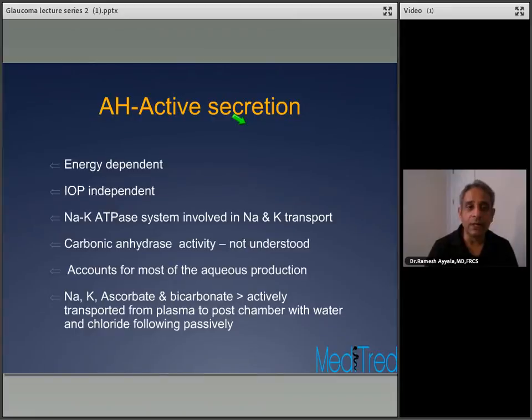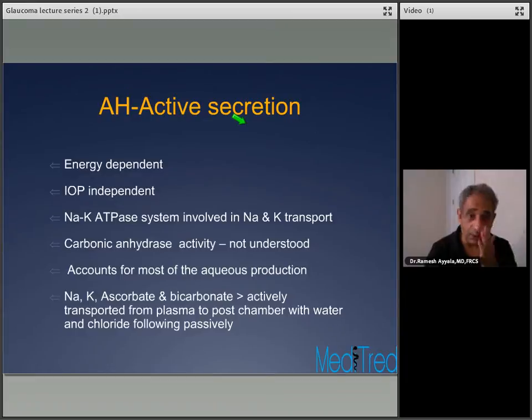that is, to keep the anatomy intact, to let the eye process the vision. Let's go through how aqueous humor is formed and secreted. So there are three modes of secretion, like I mentioned before. One is active secretion, two is ultrafiltration, and three is diffusion. Active secretion is an energy-dependent secretion. It is an intraocular pressure independent mechanism.